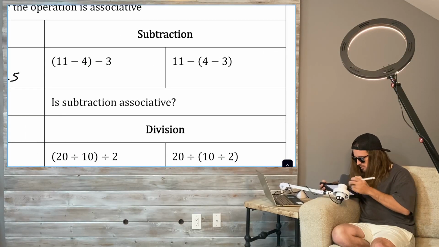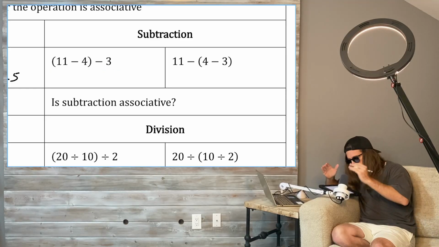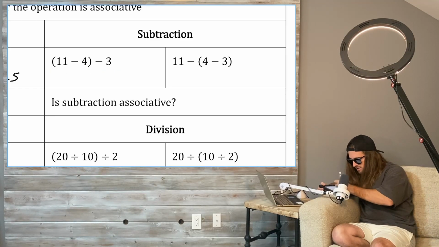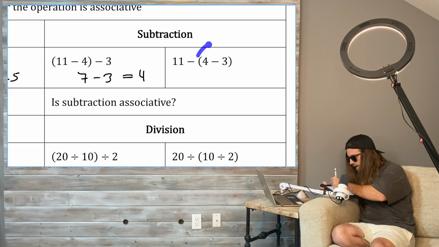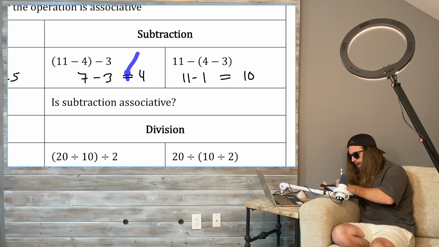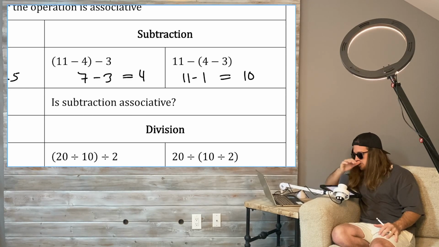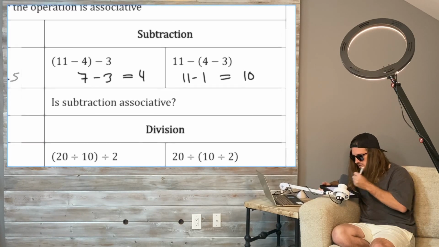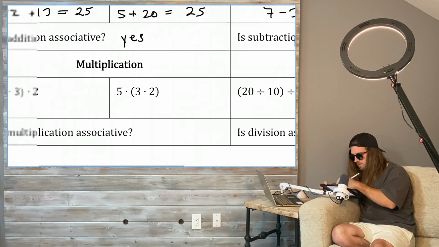Let's try subtraction. So over here, we want to subtract 11, 4, and 3, but let's do 11 and 4 first. 11 minus 4 is 7, and minus 3 is 4. All right. But what if instead we did 4 minus 3 first? Well, that would be 11 minus 1, and 11 minus 1 is 10. We have different answers here, right? So changing the grouping of subtraction did change the answer. So is subtraction associative? No, it is not.